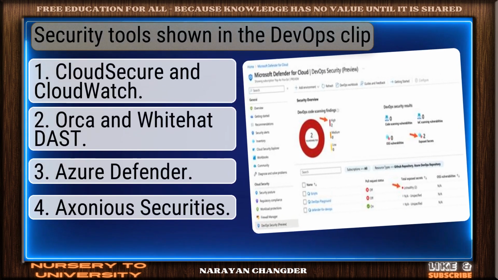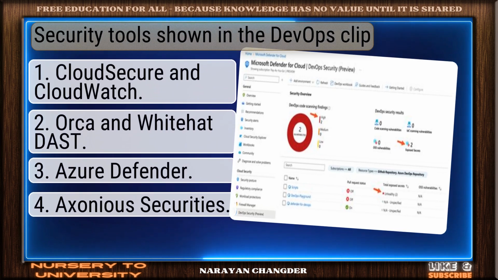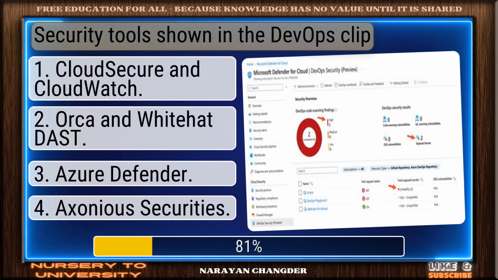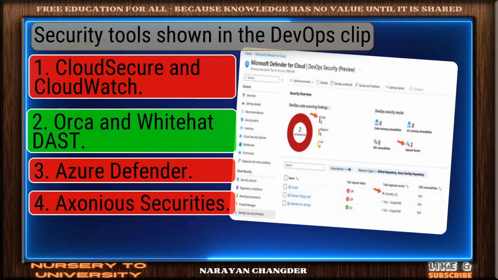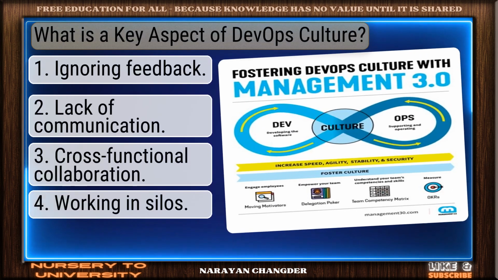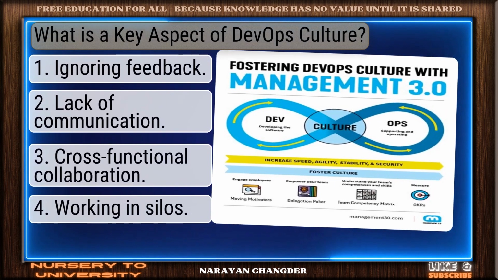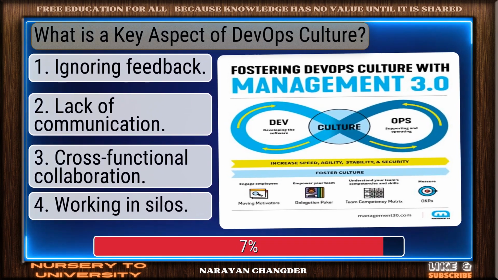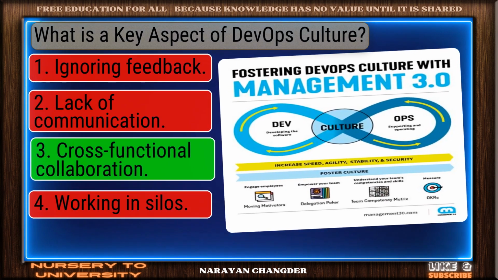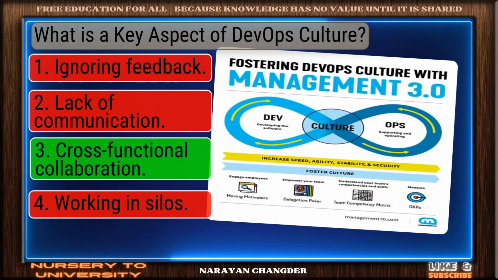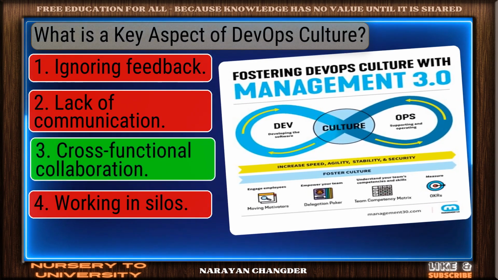Question number 3. Security tools shown in the DevOps clip. Correct. Orca and WhiteHat DAST is the right answer. Question number 4. What is a key aspect of DevOps culture? Solid response. Cross-functional collaboration is a valid choice.